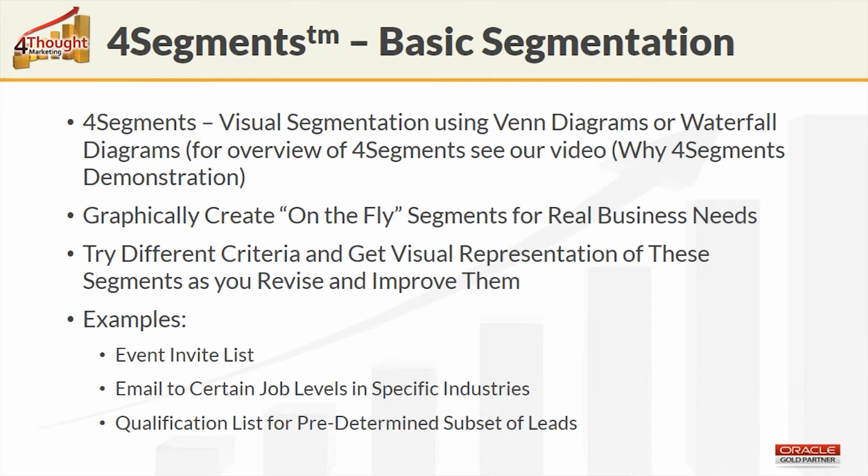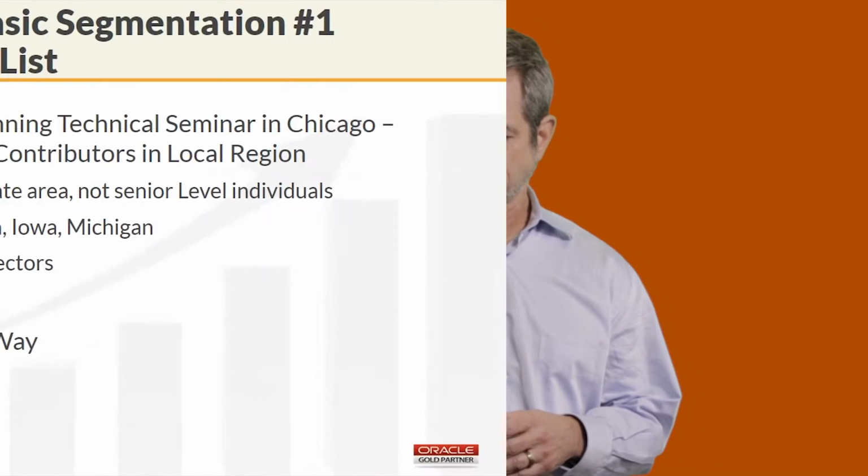What we want to do today is give you 3 examples of how to use 4Segments for segmentation. We're going to create an event invite list so you can send an invitation to an event coming up. Allow you to create a segment for emailing a certain email or nurture campaign to specific job levels and specific industries. And then finally create a qualification list for your pre-qualification lead qualification team.